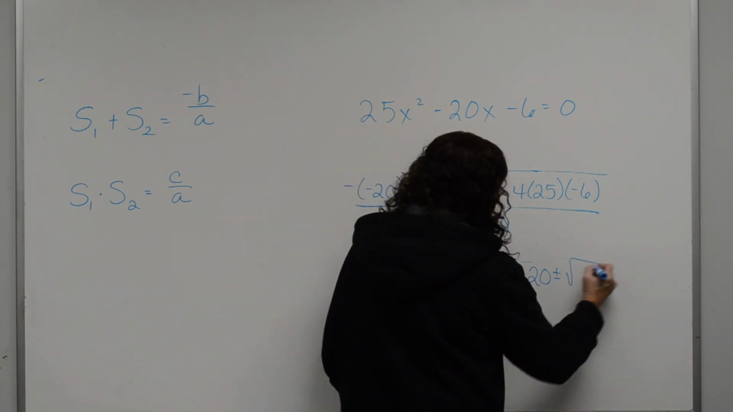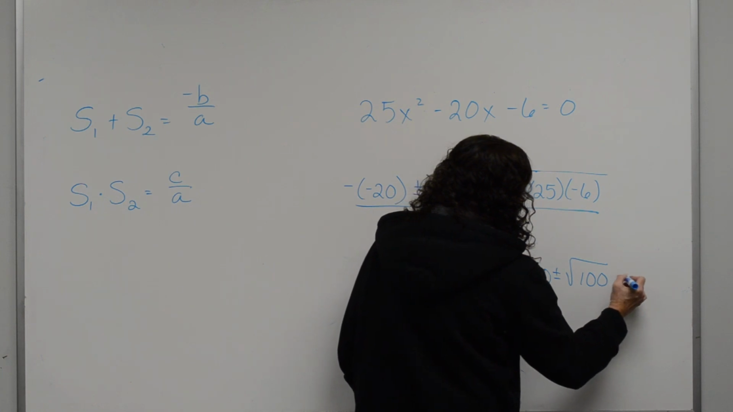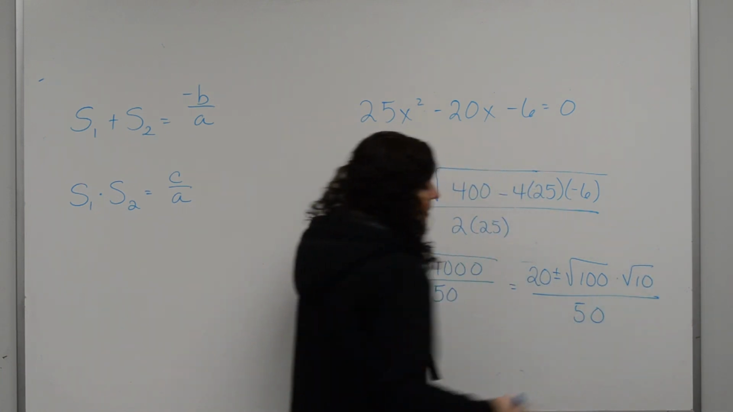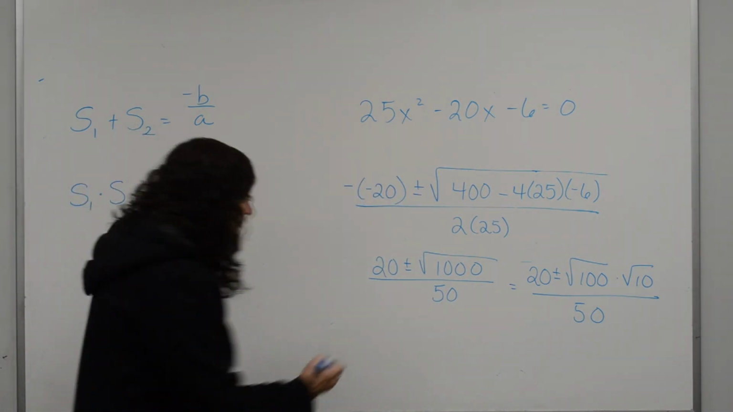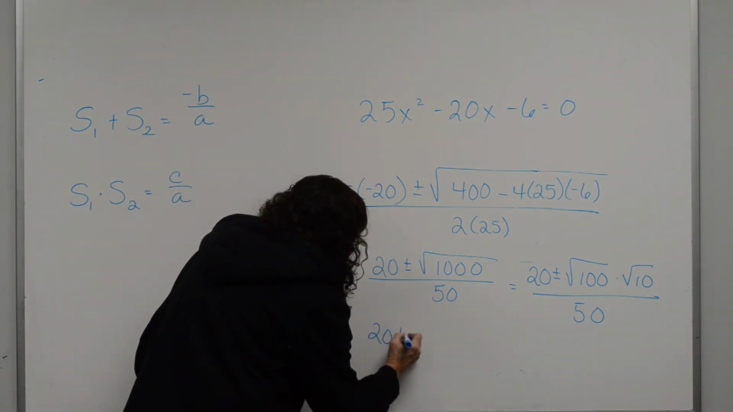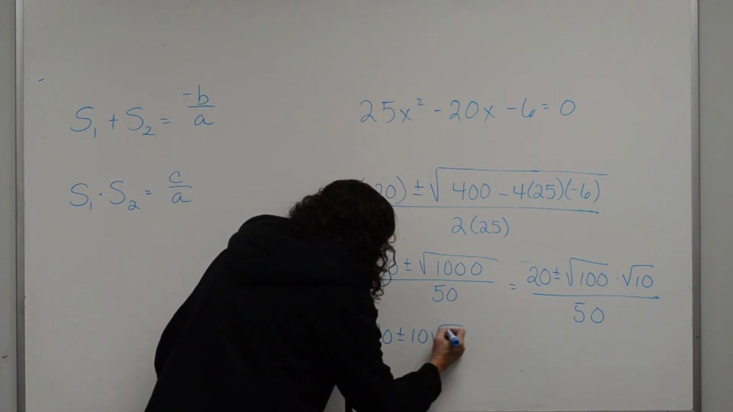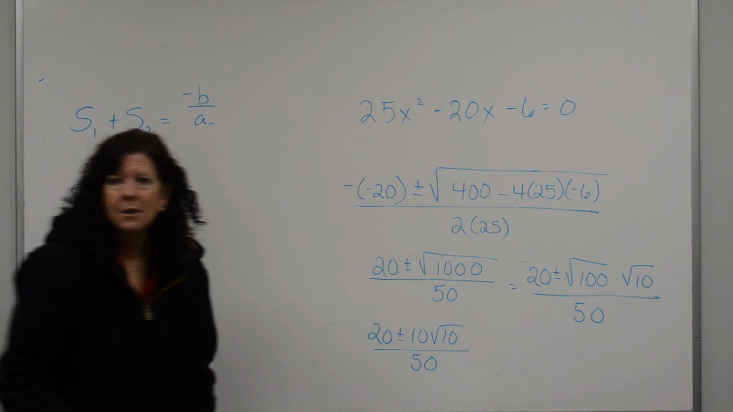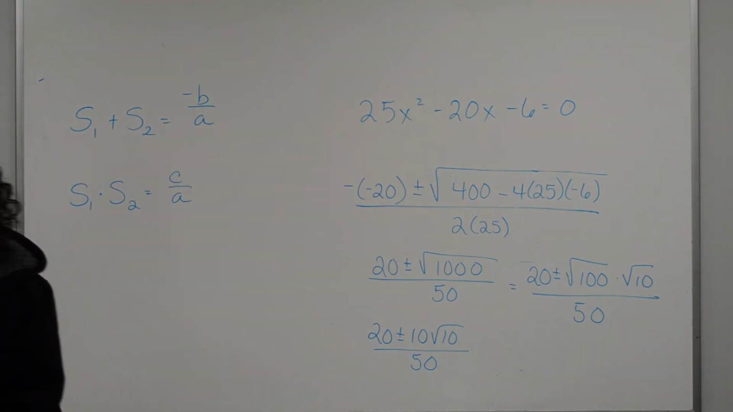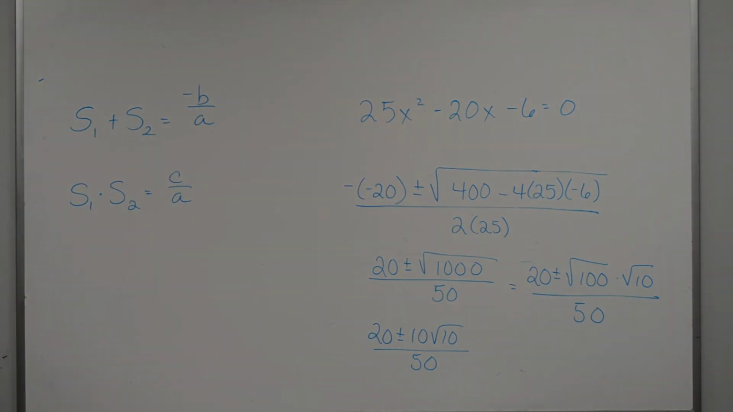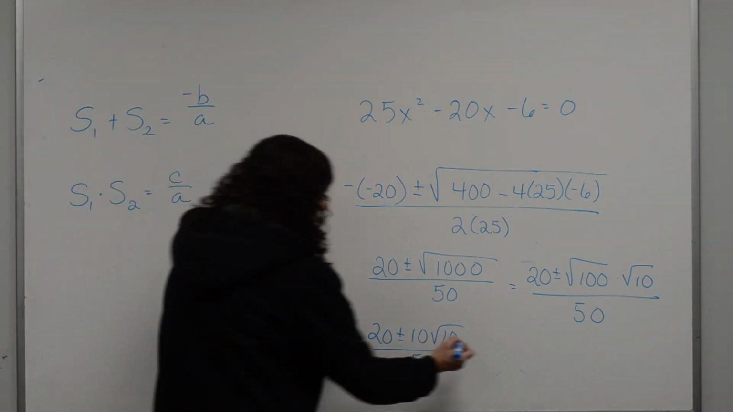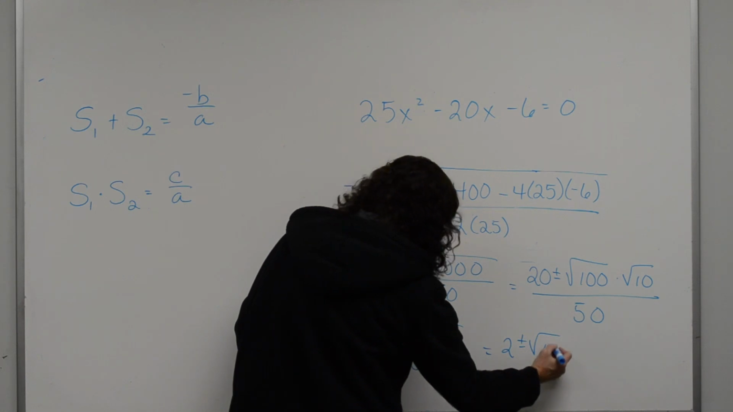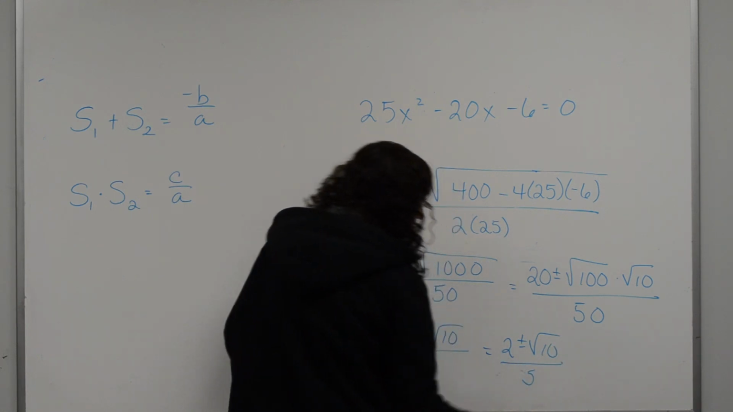I can take this as the square root of 100 times the square root of 10 over 50. What's the square root of 100? 10. So I've got 20 plus or minus 10 on the square root of 10 over 50. Now I have to reduce that to lowest terms. So it looks to me like I can divide all three of those numbers by 10, right? So when I do that, I get 2 plus or minus the square root of 10 over 5.